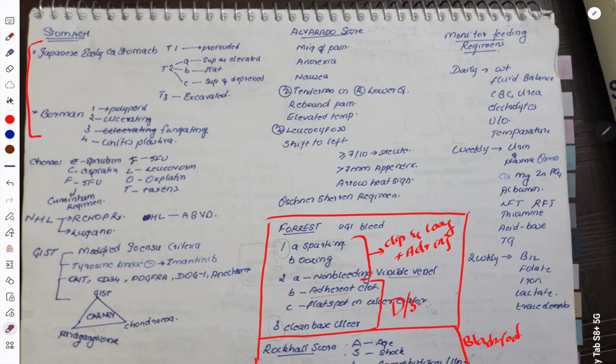Lugano staging is something that we had for non-Hodgkin's lymphoma. If it is non-gastric, if there is tumor rupture, the size is more than 5 cm, or the mitotic index is more than 5/50, in such cases there is bad prognosis. In such cases, you give the patient imatinib, that is a tyrosine kinase inhibitor. So modified Joensuu criteria, tyrosine kinase inhibitor, that is imatinib, and the cases for bad prognosis. Now you have something called the Carney's triad, which is gastric GIST, paraganglioma and chondroma.